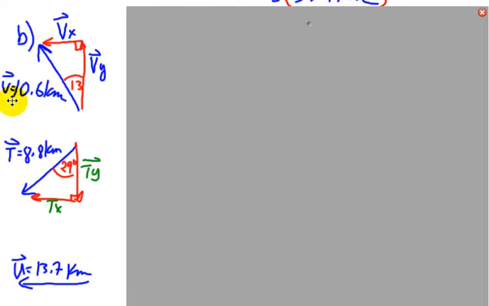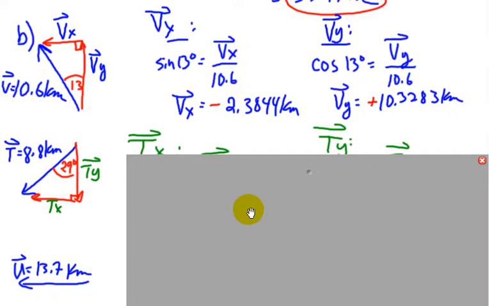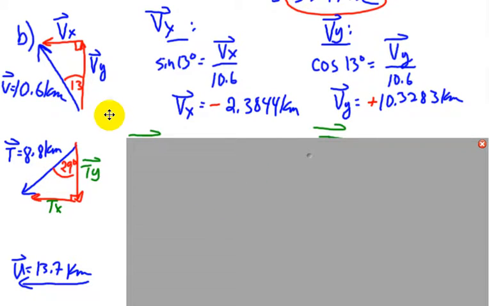And I just called them vectors V, T, and U. Doesn't really matter what you call them. So to figure out Vx here, I'm going to have to use the sine relationship because it's the opposite side, and cosine will give me the vertical movement. So if I work that out, and again, this is pointing to the left, so it's going to be negative. Y is pointing up, so it's going to be positive. So I get negative 2.3844 for Vx plus 10.3283 for Vy.